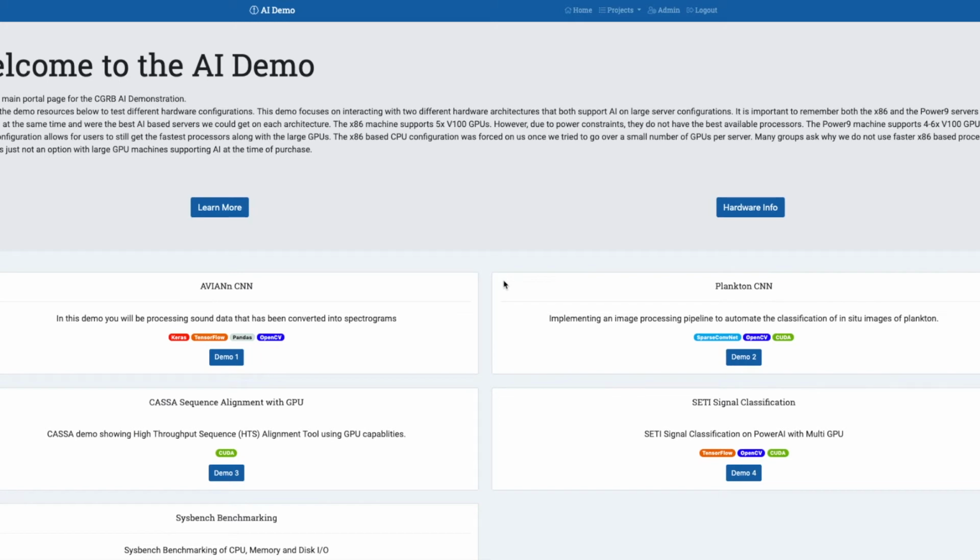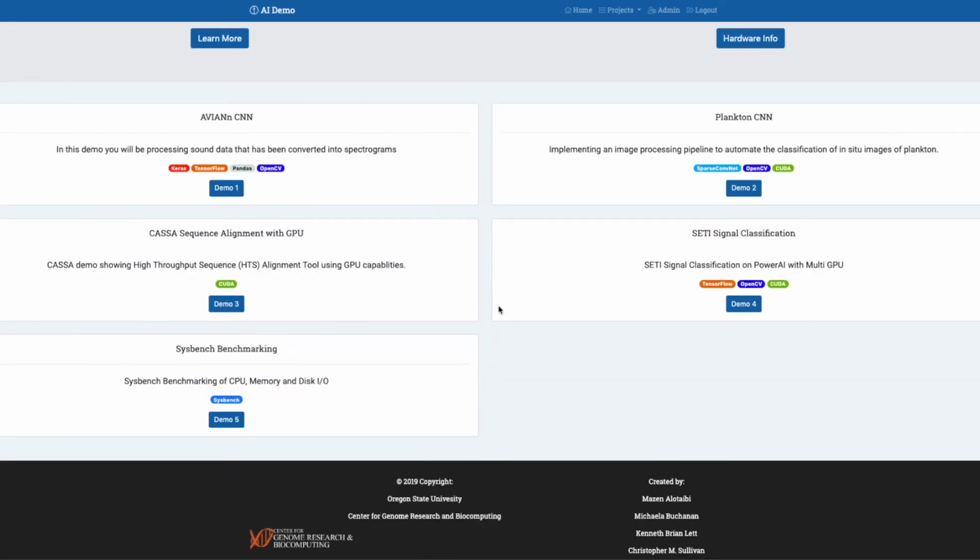Okay, welcome. Let's start our fifth demo. In this case, it's going to be looking at the sysbench benchmarking down here.